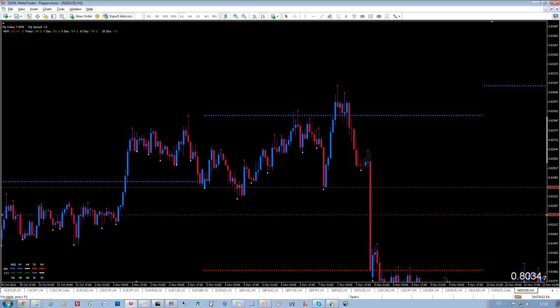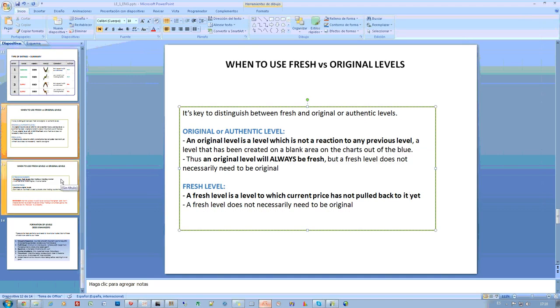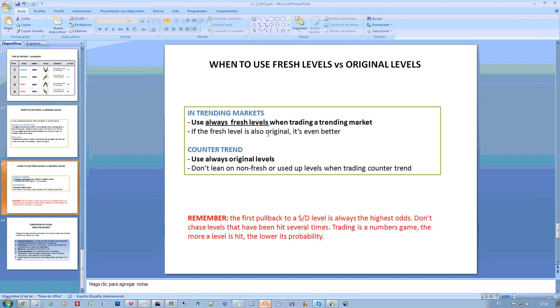So let's try to finish this video with another one: when to use fresh levels versus original levels. In trading markets, we always use fresh levels when trading a trending market. If the first level is also original, it's even better. We don't have to look for original levels, but if it is an original level, it's even better, higher odds. And on counter trend, we always use original levels.